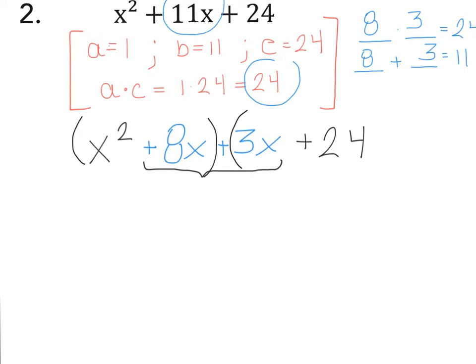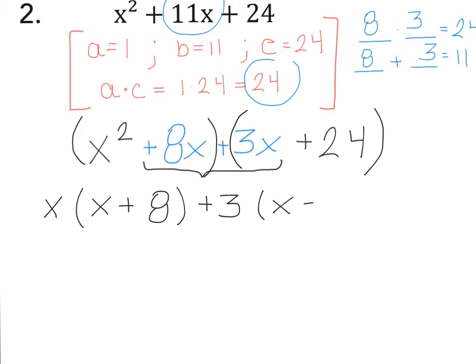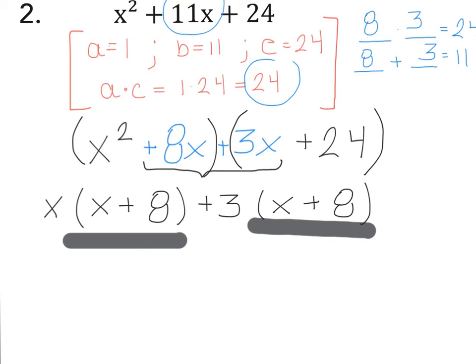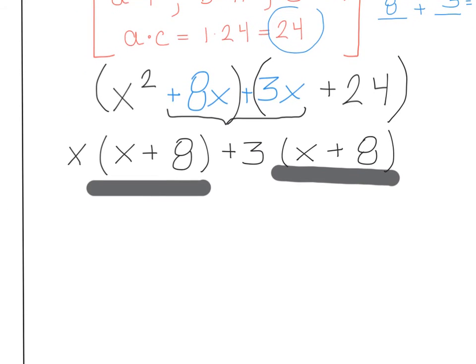Group the first two, group the second two. The first two terms have a GCF of x. We will be left with x plus 8. The second two terms have a GCF of 3, positive 3, and we'll be left with x plus 8. Double check to make sure you have a common term. X plus 8 here, x plus 8 here. Looking good. So your final answer will be, in parentheses, x plus 8 multiplied by x plus 3.